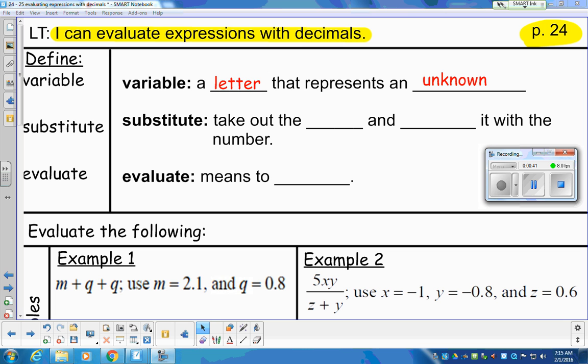You know that substitute means to take out the letter and replace it with the number. We've talked about substitution in a game. So we're going to sub in a basketball game. That means somebody's coming out and somebody's going in. In math, we're going to have the letter come out. Always the letter has to come out. Number goes in. And evaluate means to solve. Evaluate means to solve.